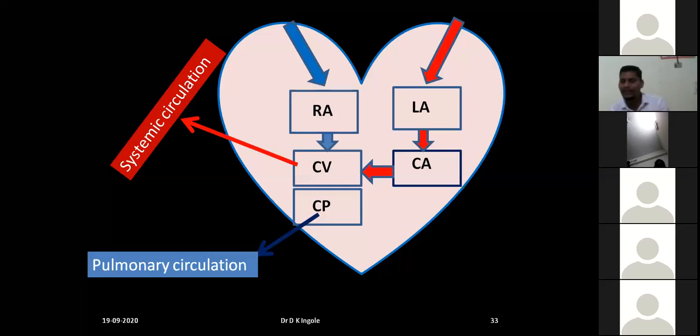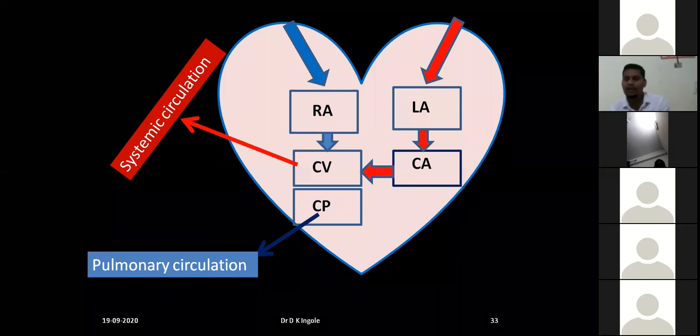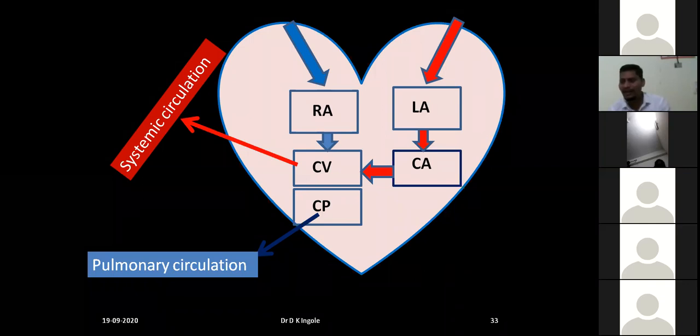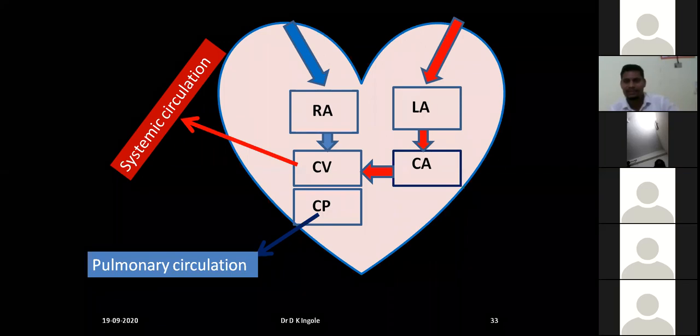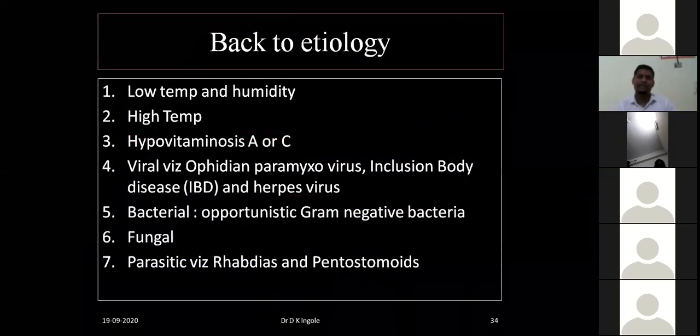So in that way they will manage the blood circulation, peripheral blood circulation, and anaerobic metabolism can help the animal to stay inside the water for almost 5 to 6 hours. Like that they will manage, and that is the advantage of this circulation. Now back to the etiology.